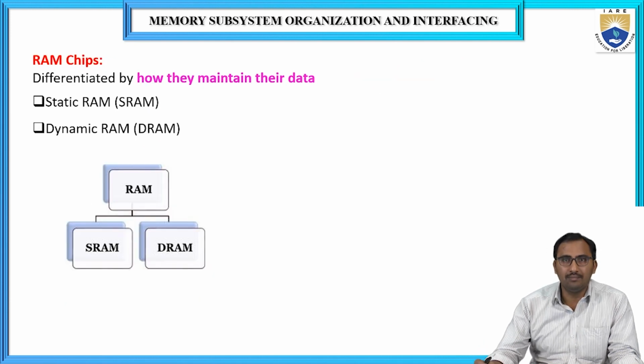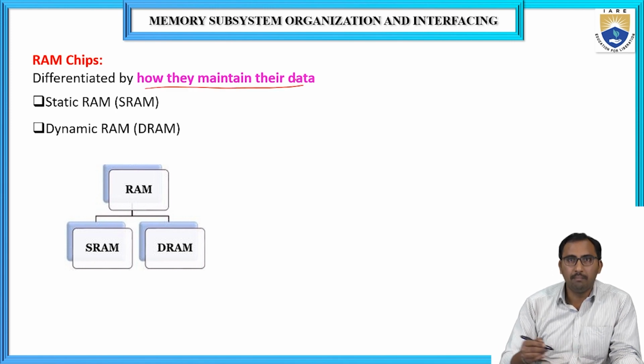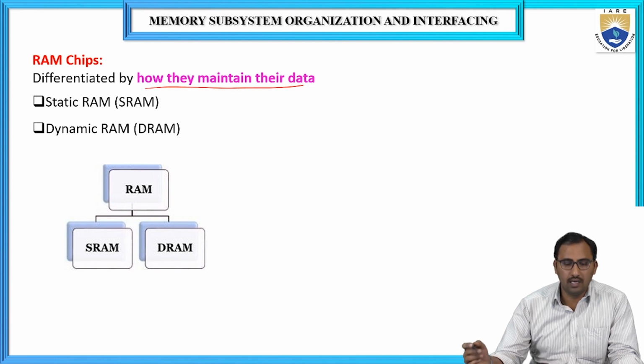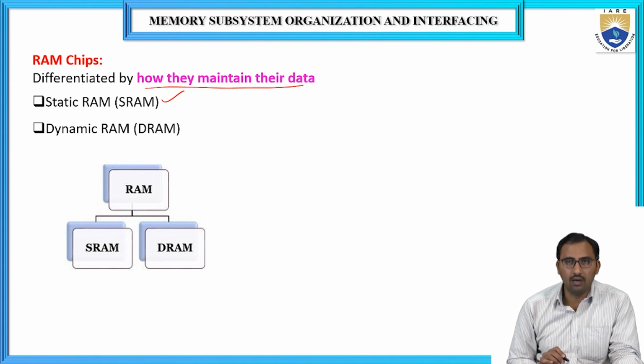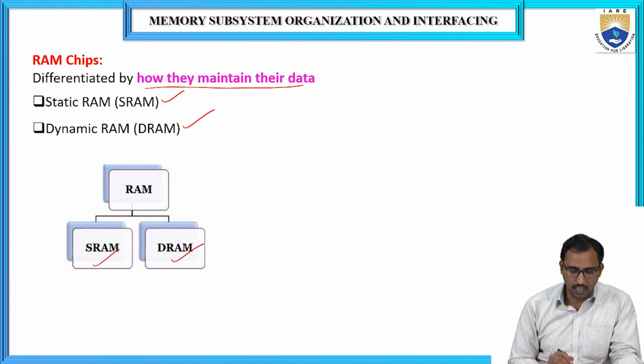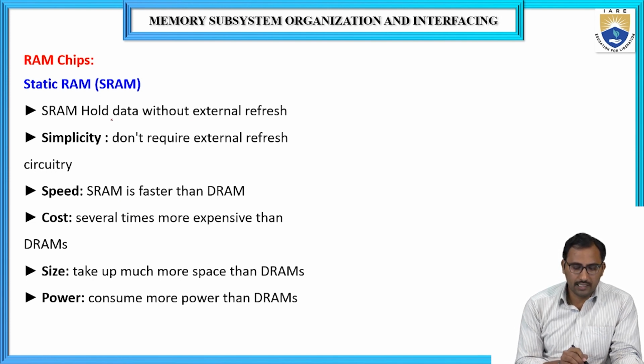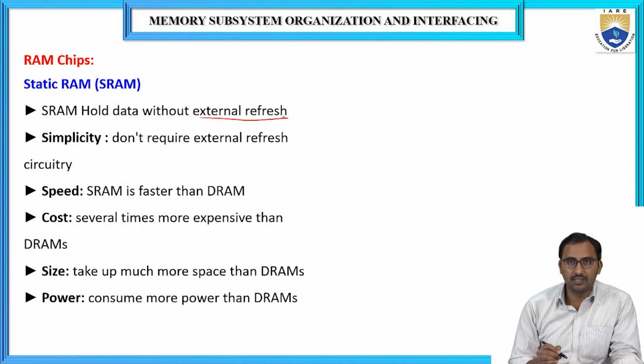And coming to the RAM chips, these RAM chips are differentiated by how they maintain their data. Based on this parameter, the RAM chips are classified into two types. One is static RAM, static random access memory, shortly we can call SRAM. And the second one is DRAM, dynamic RAM. So these are the two types, SRAM and DRAM. The first one is SRAM, static RAM. The static RAM holds data without external refresh.